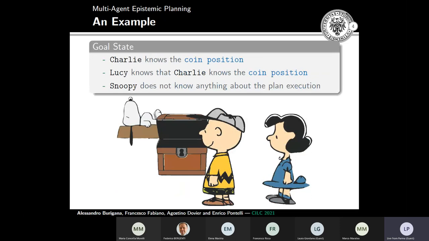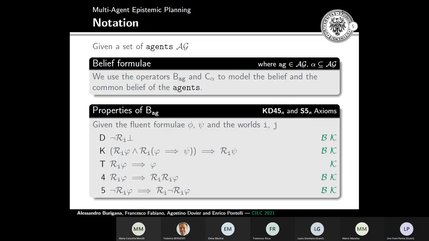An example of a goal state might be the following, in which Charlie knows the coin position, Lucy knows that Charlie knows, without knowing herself, so we have this sort of intermediate knowledge. And Snoopy is not aware of anything that's going on, and this is going to be explained a little bit better afterwards. So these are three kinds of uncertainty and knowledge.